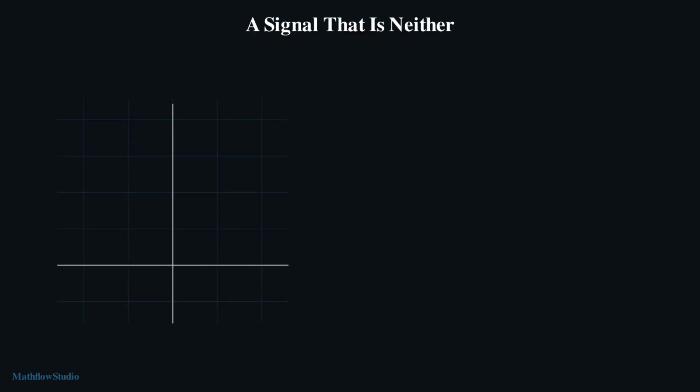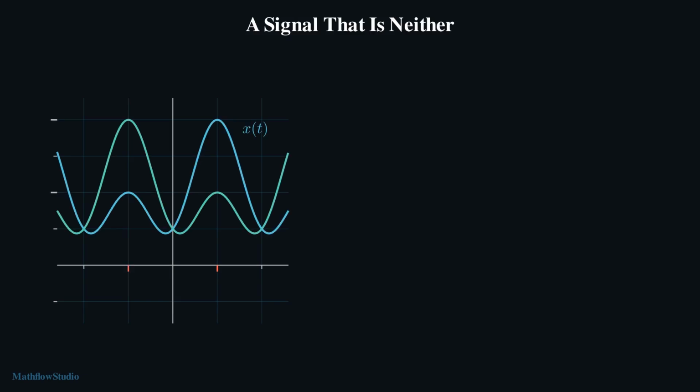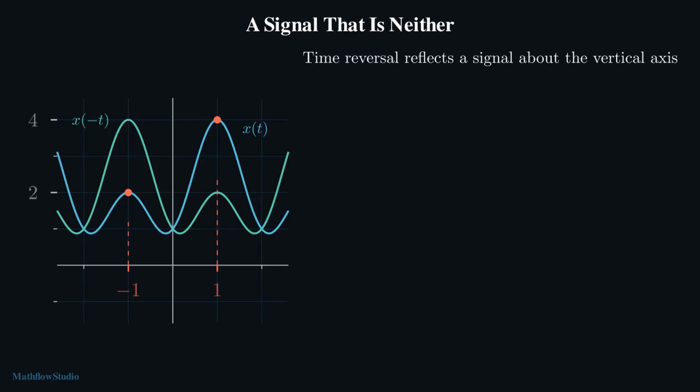Most signals satisfy neither condition, and this one is a worked case of that. Reversing time reflects the whole graph about the vertical axis, and the reflected copy is drawn over the same window. At the instant 1, the signal reaches 4, and at the reversed instant, it reaches 2.